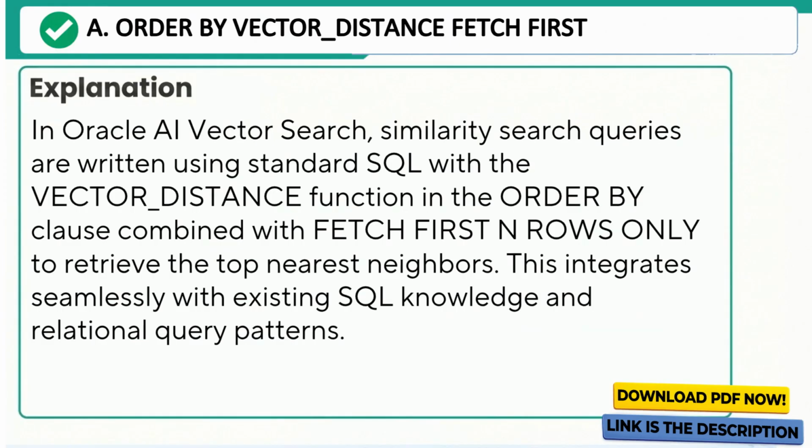Explanation. In Oracle AI Vector Search, similarity search queries are written using standard SQL with the vector distance function in the order by clause, combined with fetch first n rows only to retrieve the top nearest neighbors. This integrates seamlessly with existing SQL knowledge and relational query patterns.